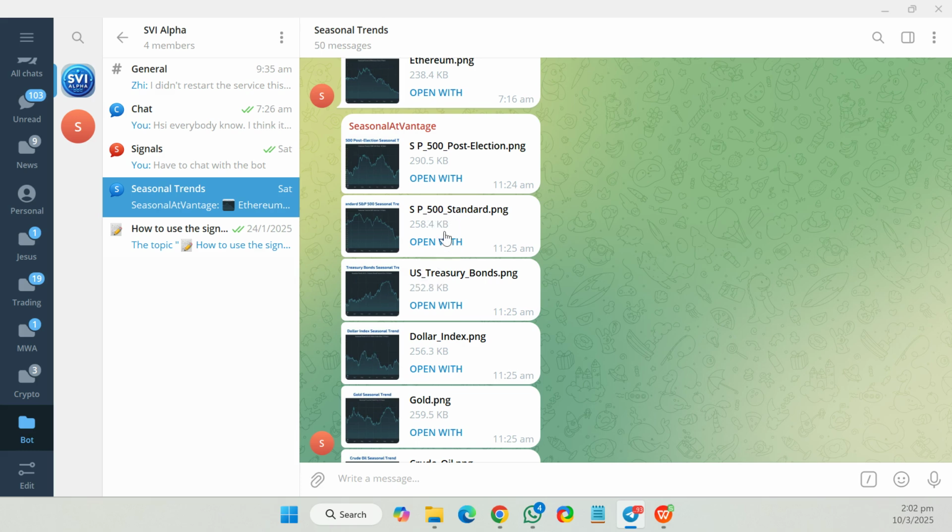By the way, I'm working on this Telegram group signal and bot together with Zhihao. I think he is helping me quite a bit, and I'm very thankful for that.